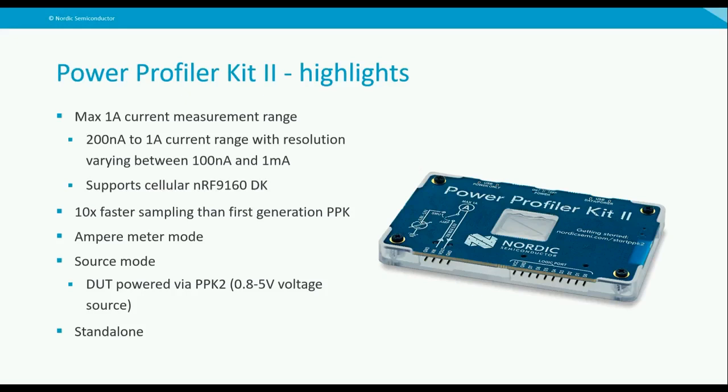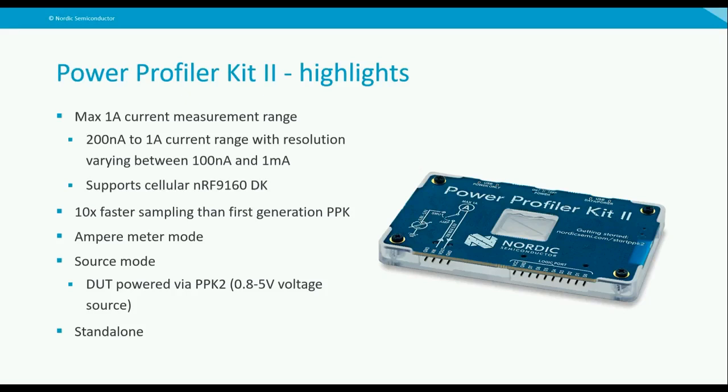With 100 kilosamples per second continuously, this makes it more than 10 times faster than the previous generation. This in turn gives you much better detail of not only power consumption, but also what is happening on your device. The software gives you the possibility to zoom into the highest level of detail. Where the first version of the Power Profiler Kit could give you a high resolution trace at some times, the PPK2 gives you an even higher resolution continuously.